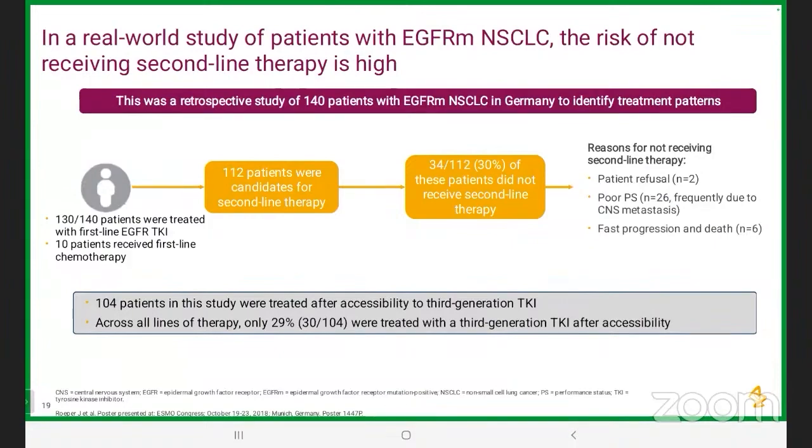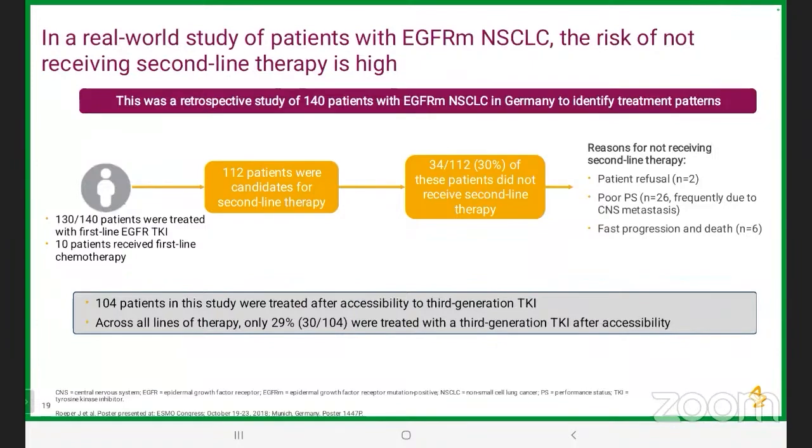Now talking about the real-world study in patients with mutated EGFR non-small cell lung cancer, the risk of not receiving a second-line therapy is high. This was a retrospective study. It was presented as a poster at the ESMO Congress in October 2023.